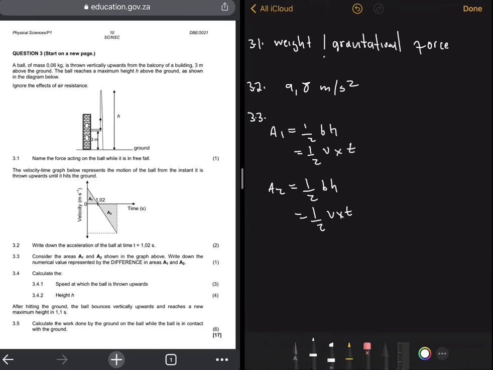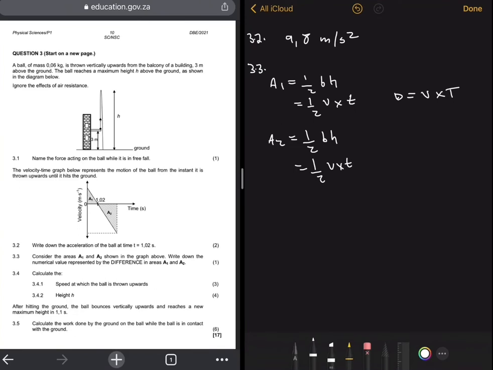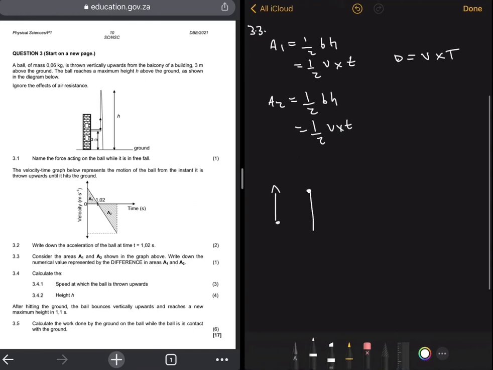the time. But the thing to realize here is that you're multiplying velocity with time, and distance equals velocity multiplied by time, right? Or this can also be speed. So the difference between area 2 and area 1 is the difference in the distance covered, right? So area 1 is from when the ball is thrown to the maximum height, and area 2 is from the maximum height to the ground. So what we are interested in is this portion here.